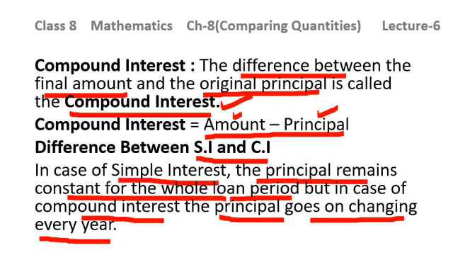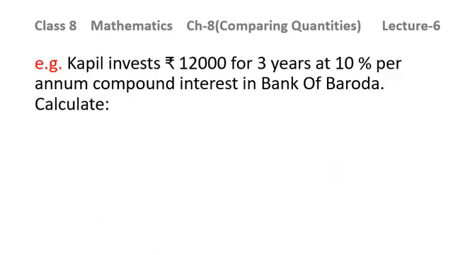So what is the difference between SI and CI? In case of simple interest, the principal remains same for the whole loan period, but in case of compound interest, principal goes on changing every year. And what is that change? The amount of the previous year will be the principal for the next year. Let us see this example.